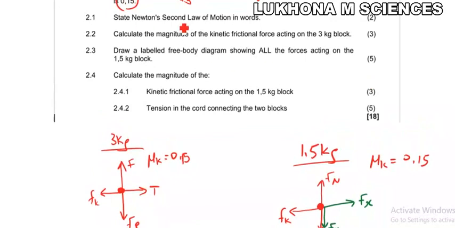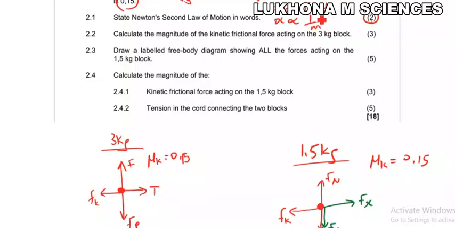The first question says, define Newton's second law of motion in words. You get 2 marks. When you define this, you must make sure that the keywords are there. That is, acceleration is directly proportional to the force that was applied, and acceleration is inversely proportional to the mass of an object. You must make sure that directly proportional and inversely proportional are in your definition.